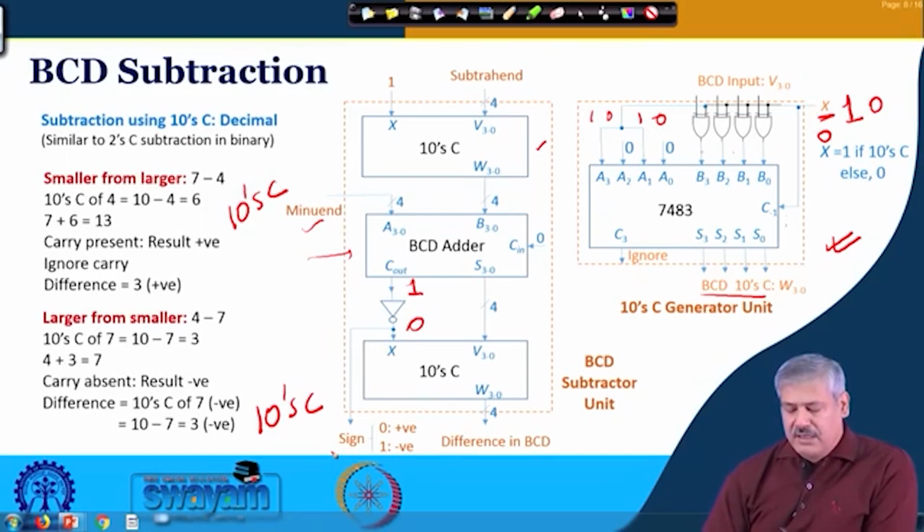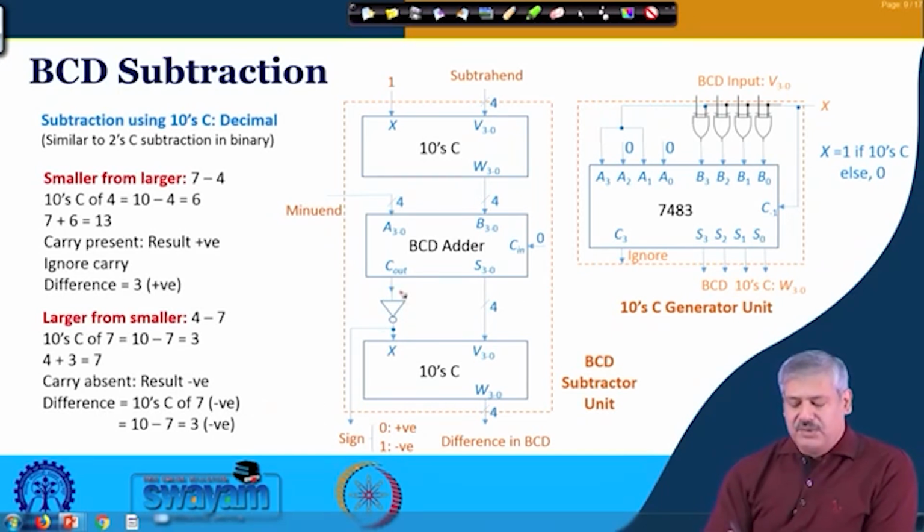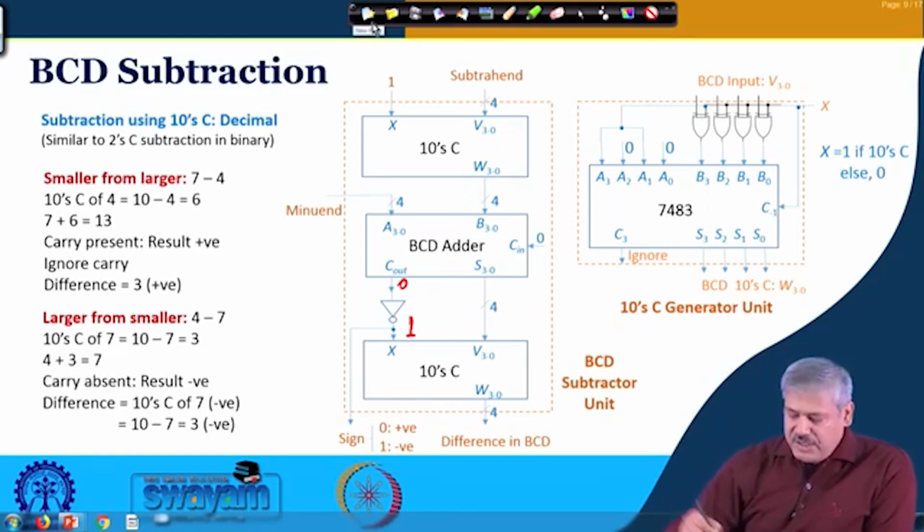Is it fine? And what happens when this carry out is 0? That means the number is negative, right. So, at that time this will be 1 and we need to take the 10's complement of this. So, this is what we do, and then you get the 10's complement of it. Is it clear? So, this is one BCD subtractor unit.